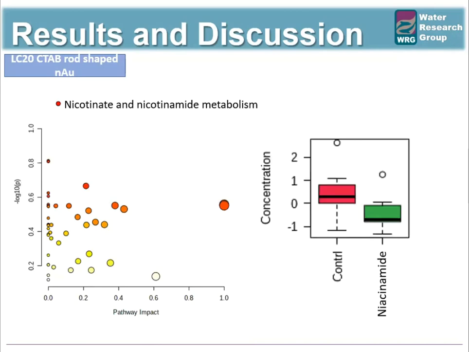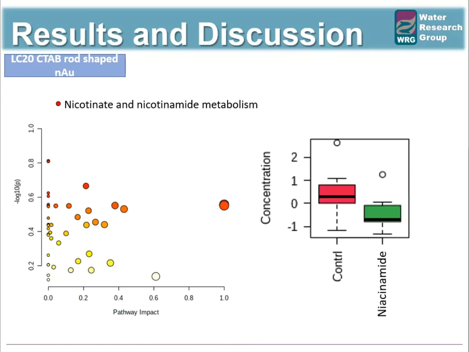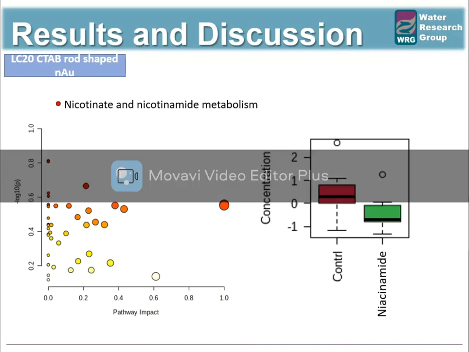During LC20 CTAB, niacinamide showed a significant decrease when compared to the control. Niacinamide can cause leukemia. Niacinamide can cause kidney disease, whereas on the previous slide, serine can cause leukemia.